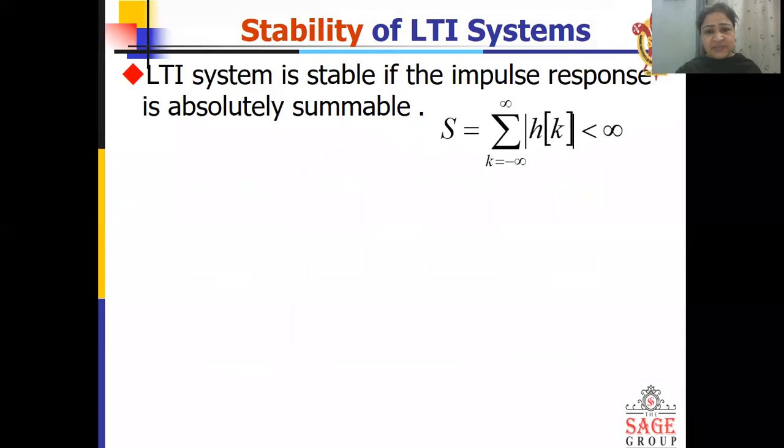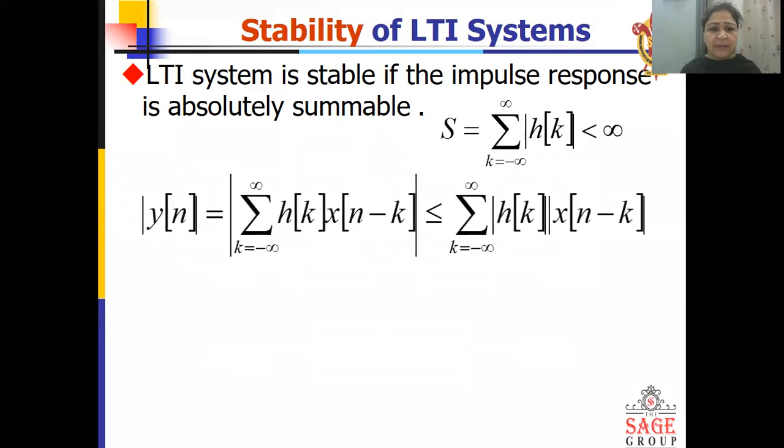Now, we will express the stability of the LTI system in terms of the impulse response. An LTI system is stable if its impulse response is absolutely summable. That means if the impulse response is hk, and the summation over k equal to minus infinity to infinity of the absolute value of hk is less than infinity, then we will say that the given LTI system is a stable system.